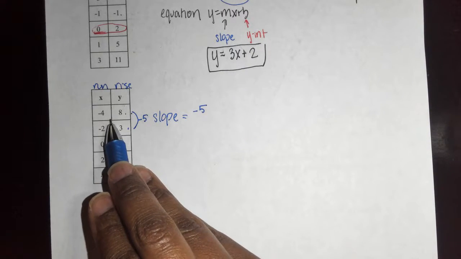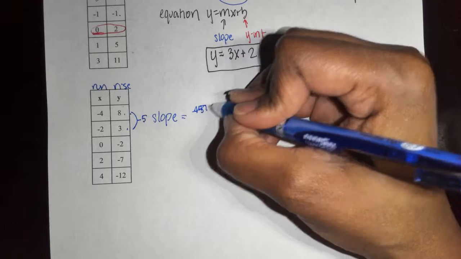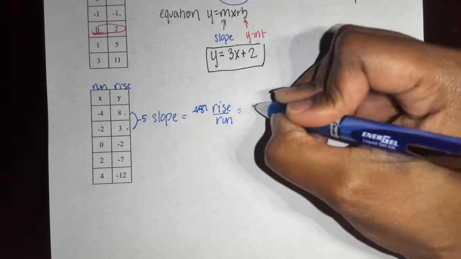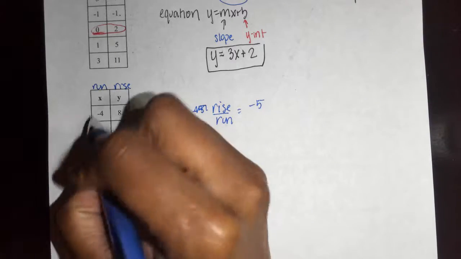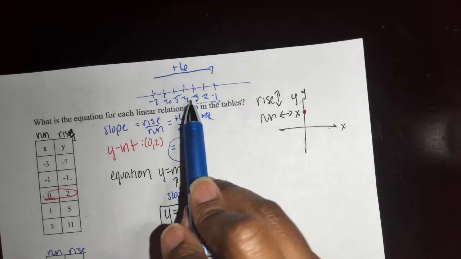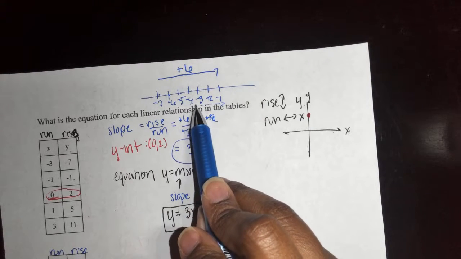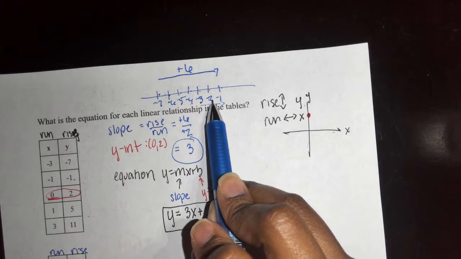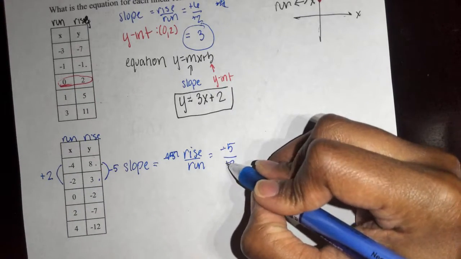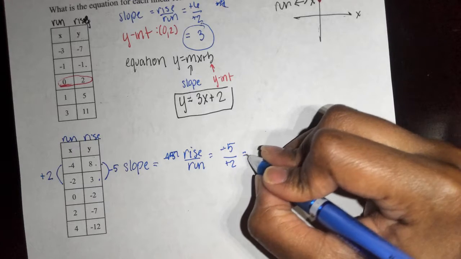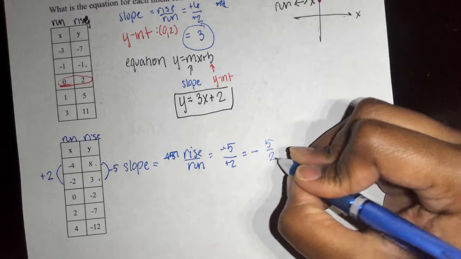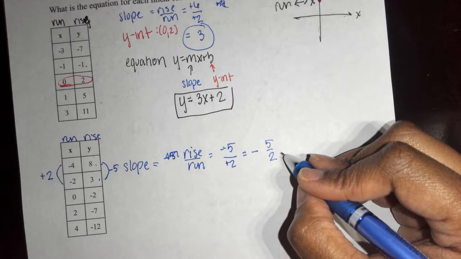Our run, let's write that over. Remember we're doing rise over run. Our rise was -5, and our run was +2, because we went from -4 to -2. So we ran by +2. A negative divided by a positive is going to give us a negative. So -5/2 is our slope.